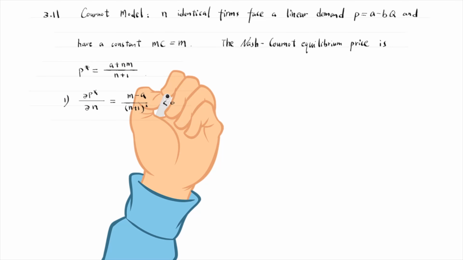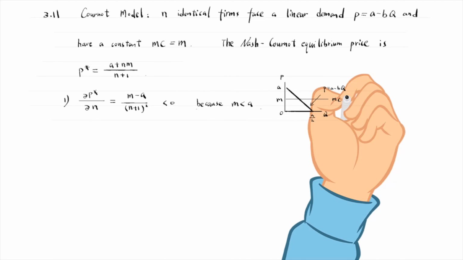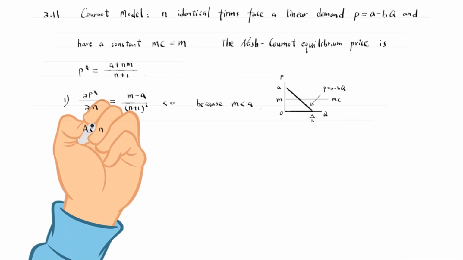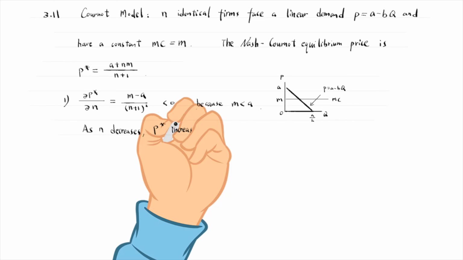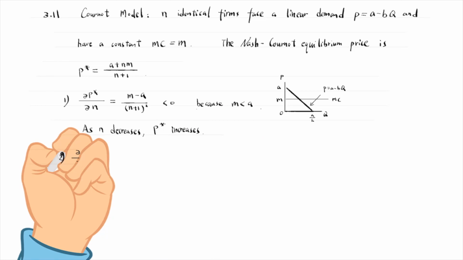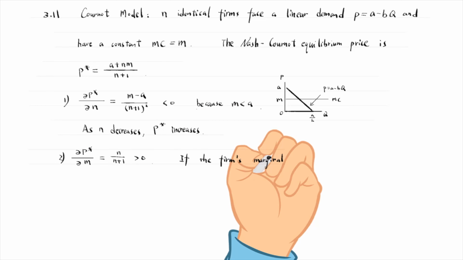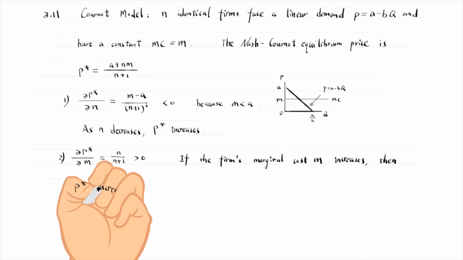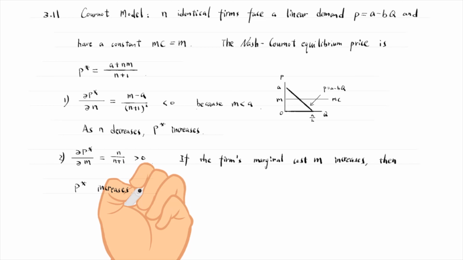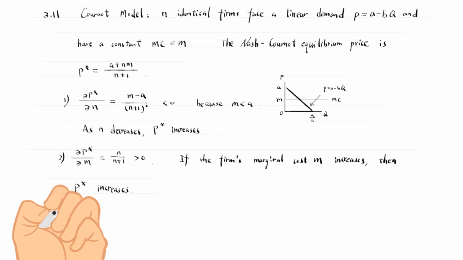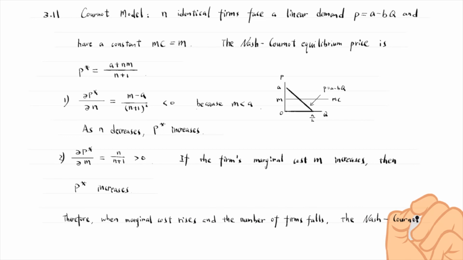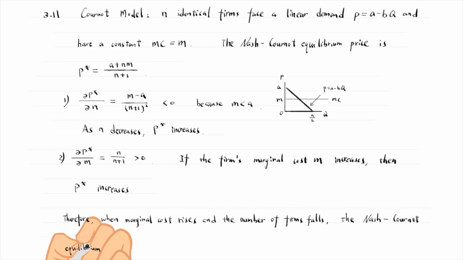The partial derivative of the price with respect to the number of firms n is negative, meaning that as n decreases, P star increases. The partial derivative of the price with respect to firm's marginal cost m is positive, meaning that as the firm's marginal cost increases, P star increases. Therefore, concerning this question, when the marginal cost rises and the number of firms falls, the Nash-Cournot equilibrium price increases.